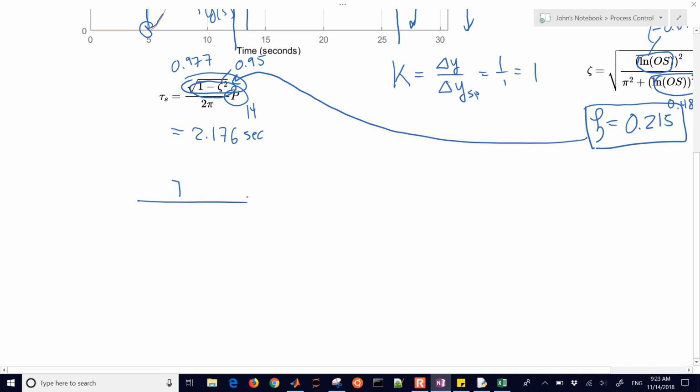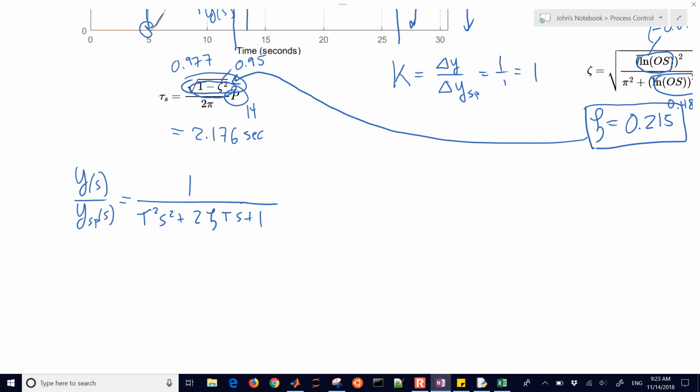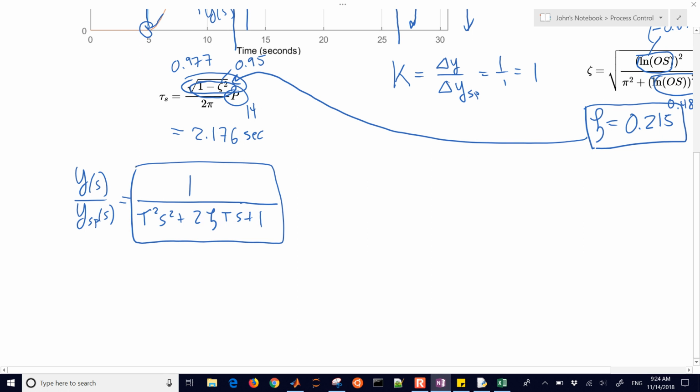We have 1 divided by tau squared s squared plus 2 zeta tau s plus 1, and that is equal to y of s over y set point of s. And I'm just going to multiply this out on both sides. We're going to do an inverse Laplace. We don't need to find this transfer function in our Laplace table because we are going to just convert it back to a differential equation, and then that will go back into our state space form.